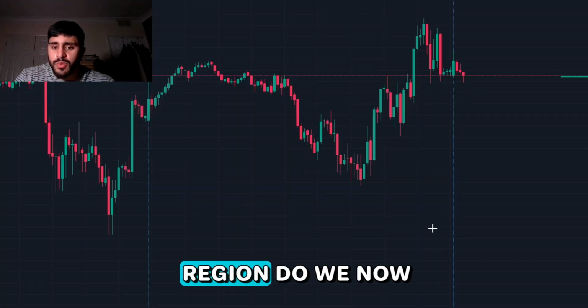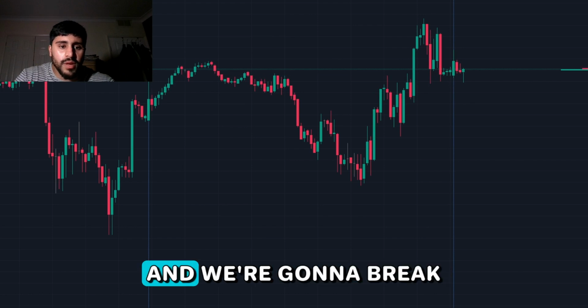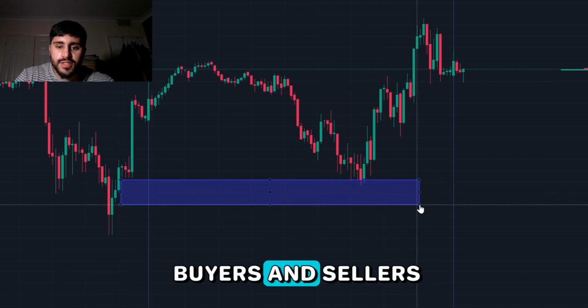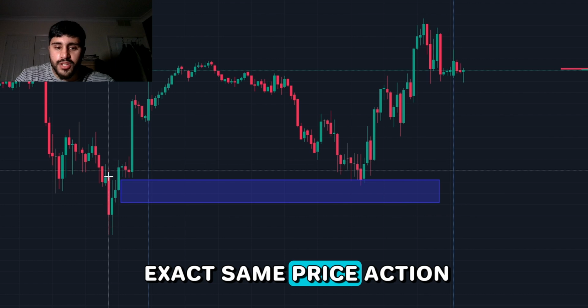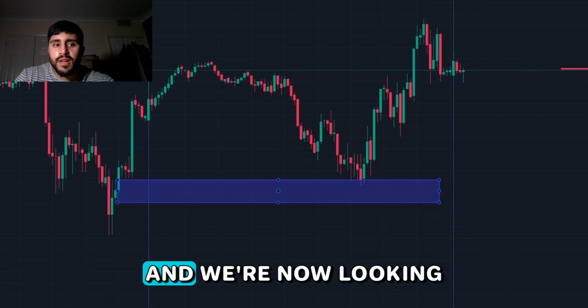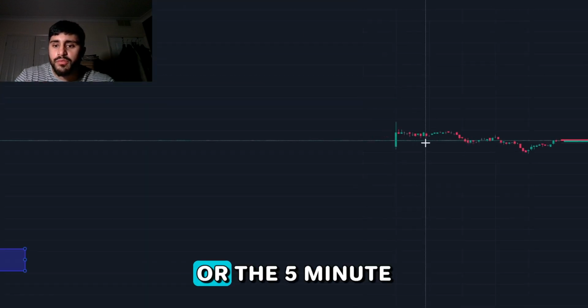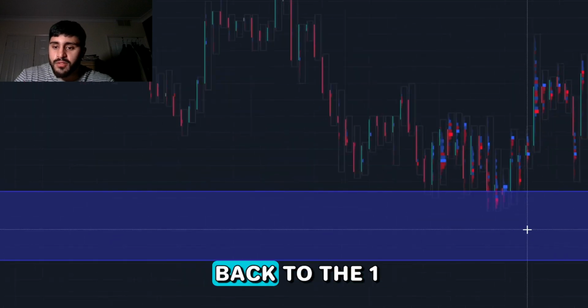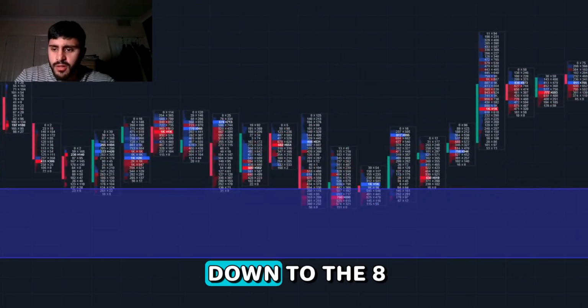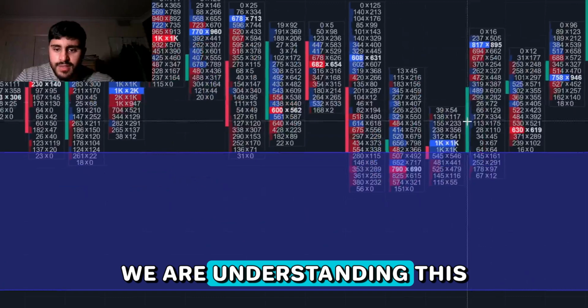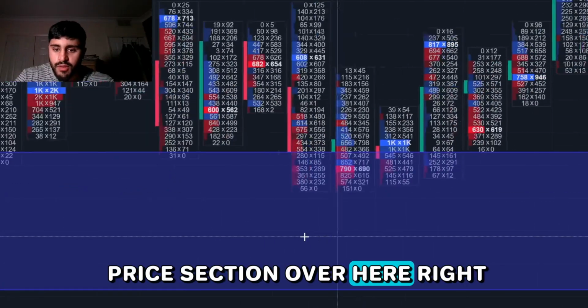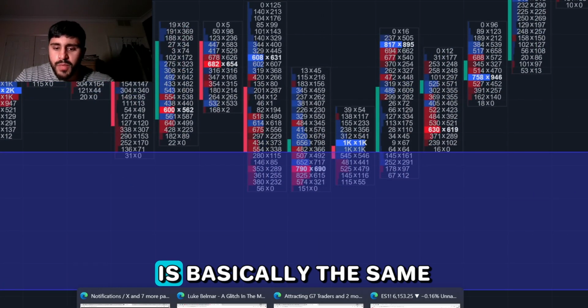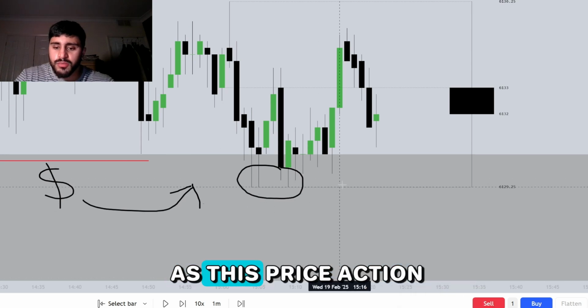It is from this region that we now go to the ATAS platform, and we're going to break this down in terms of the buyers and sellers. So we see the exact same price action, the same fair value gap, and we're now looking on the 1-minute or the 5-minute time frame. In this case, we'll use the 5-minute time frame because ATAS conveniently hasn't allowed me to go back to the 1-minute time frame. So now we go down to the ATAS platform. We are understanding this price action over here, right? This price action is basically the same as this price action.